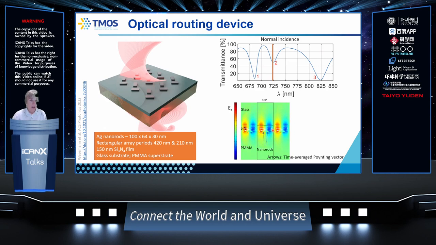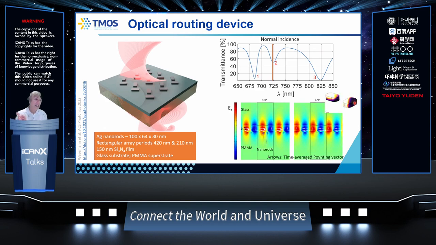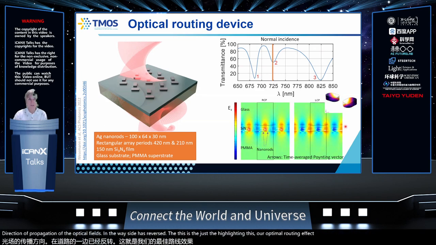If we look at the surface charge on the metallic nanoparticles, silver nanoparticles, you can see that they are excited out of phase with each other. And if we change the illumination to left circularly polarized light, you can see that the direction of propagation of the optical field in the waveguide has reversed. So this is just highlighting this optical routing effect in this particular platform.